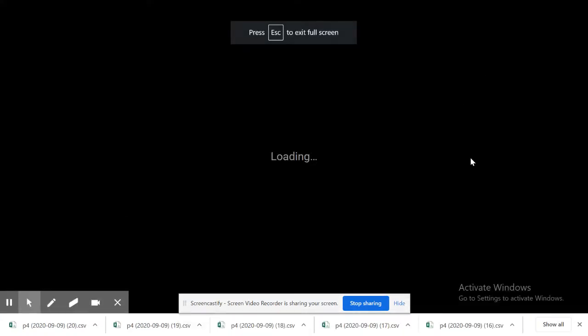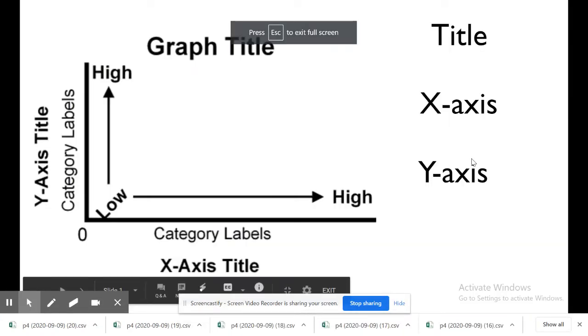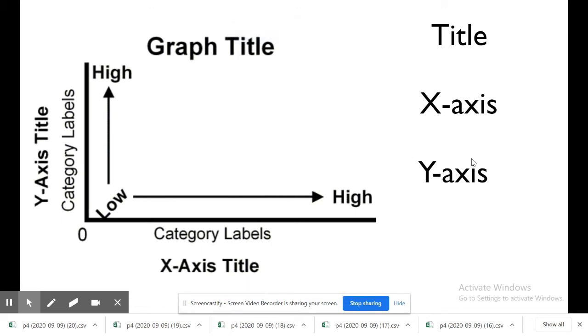Hi everyone. Today I'm going to explain how to draw a graph, and then we are going to explain the process of state of matter change from solid to liquid to gas.